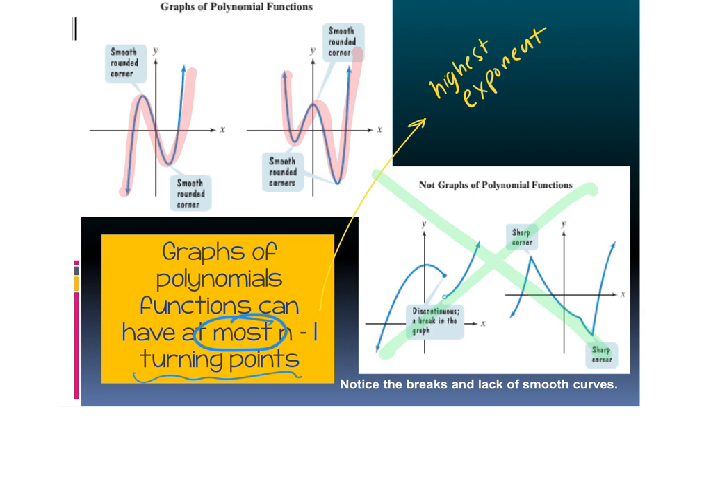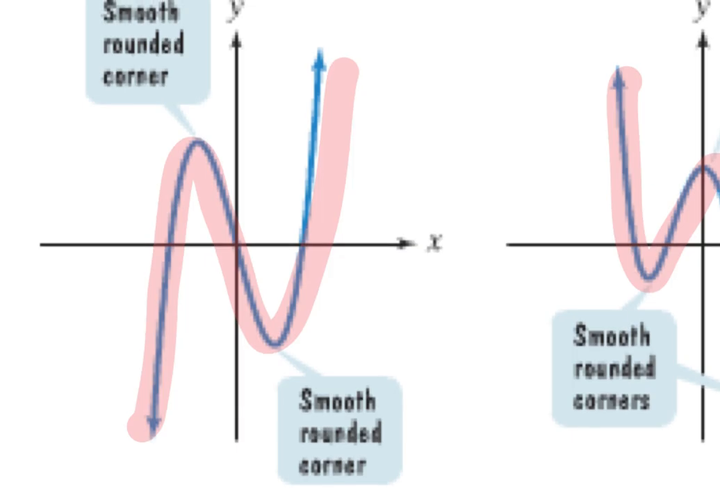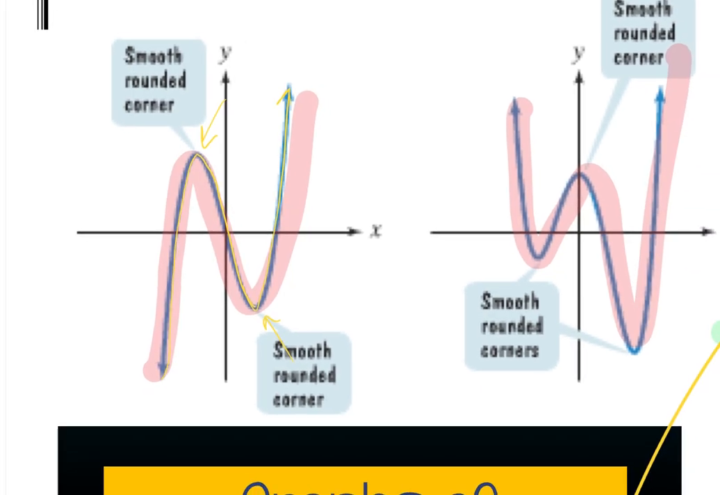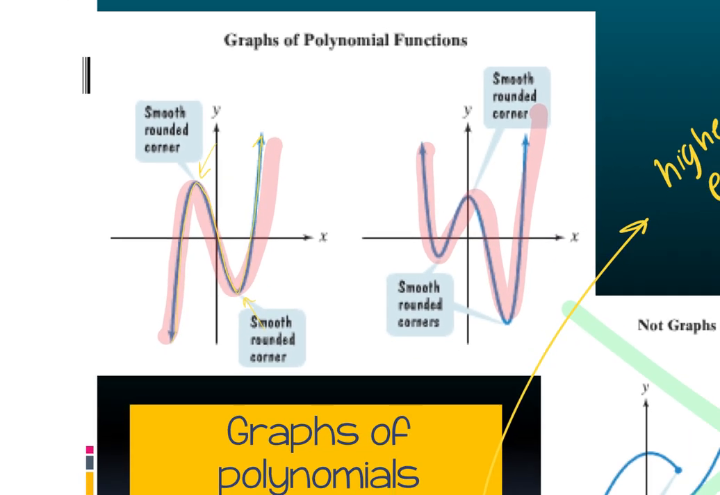So if you look at the graph, let's say I look at this one on the left. A turning point is every time it goes from increasing to decreasing. So this is one turning point, then decreasing to increasing. This is a second turning point. So if I counted all my relative max and min, those would be your turning points.